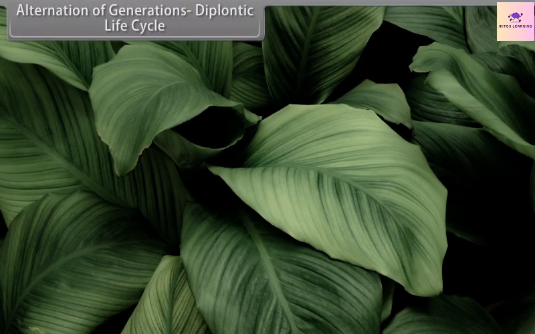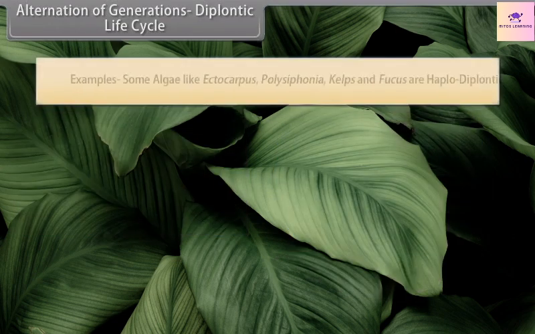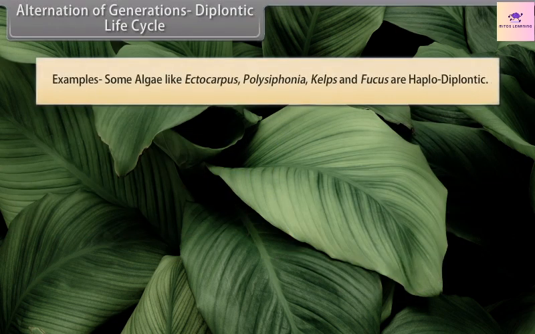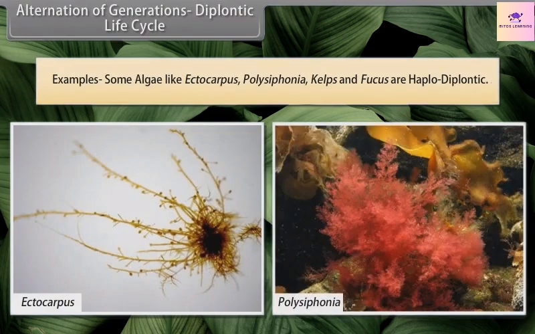Alternation of generations. Diplontic life cycle. On the other extreme is the type wherein the diploid sporophyte is the dominant photosynthetic independent phase of the plant. It alternates with multicellular, saprophytic, autotrophic, independent but short-lived haploid gametophyte. Examples: some algae like Ectocarpus, Polysiphonia, kelps are haplo-diplontic.